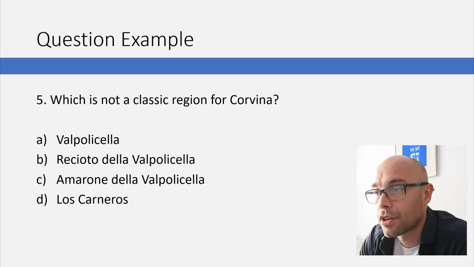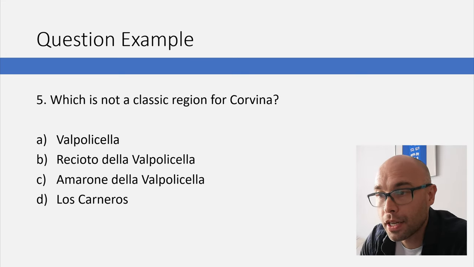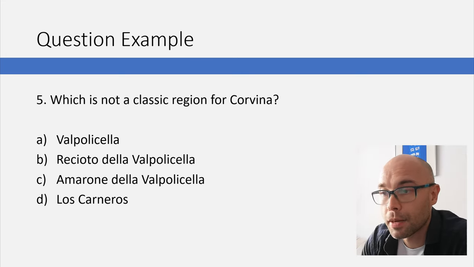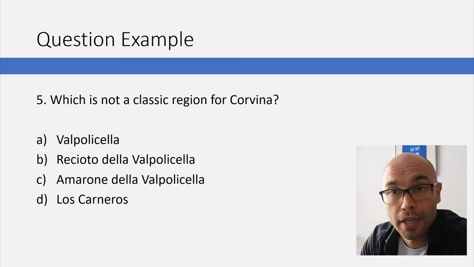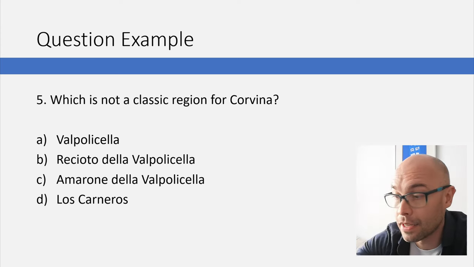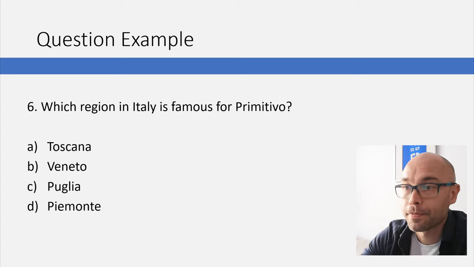Which is not a classic region for Corvina? Valpolicella, Recioto de Valpolicella, Amarone de Valpolicella, Los Carneros. The correct answer is D, Los Carneros.